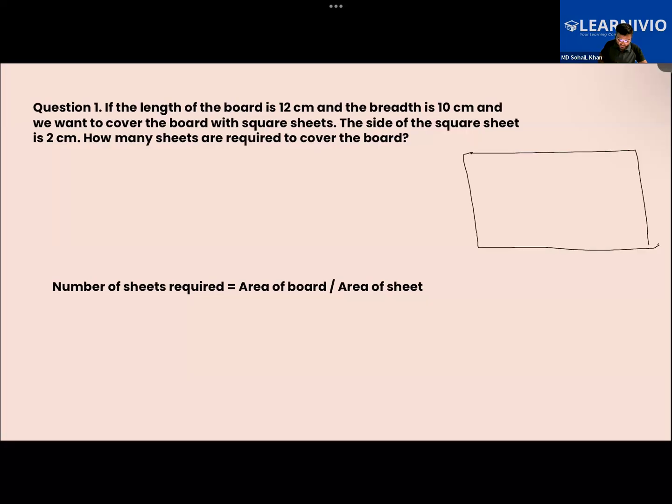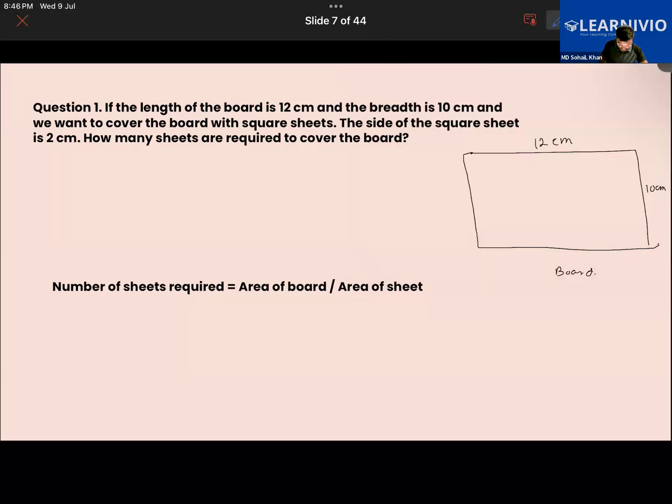This is a board. The area of the board is 120. Hold on, we are not doing it correctly. This is the square given to you, and the side of the square sheet is 2 centimeter. The question is asking you how many square sheets you need in order to cover the board completely.